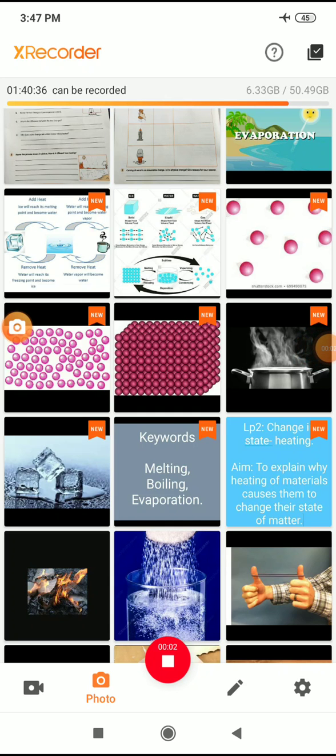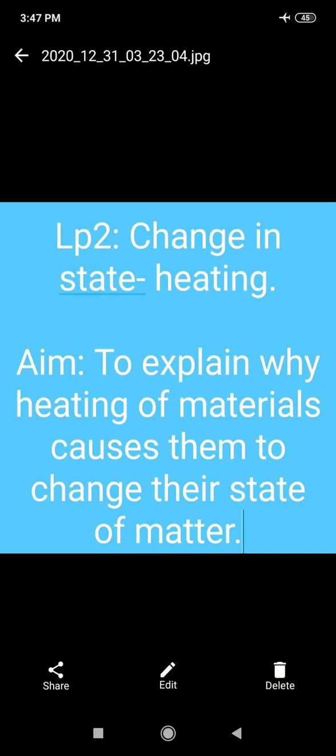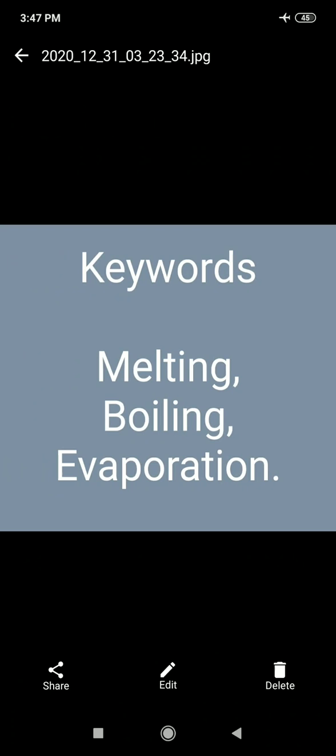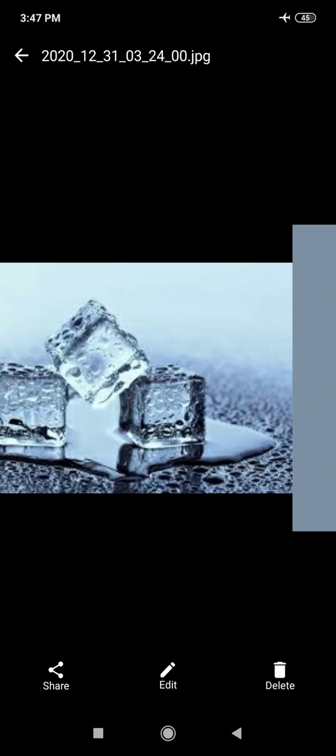Hello students, now we will go through LP2, change in state: heating. We have read about the three states of matter. First one is solid, second is liquid, third one is gaseous form. First we are going through the changes in state, and the first one we are discussing is heating. The aim of LP2 is to explain why heating of materials causes them to change their states of matter. The keywords included are melting, boiling, evaporation.